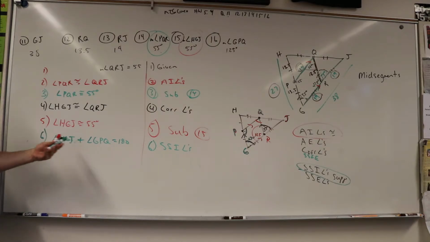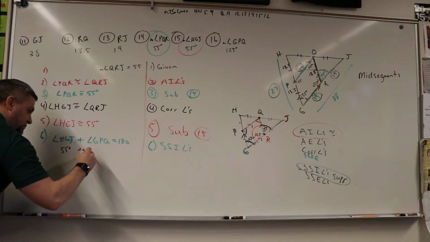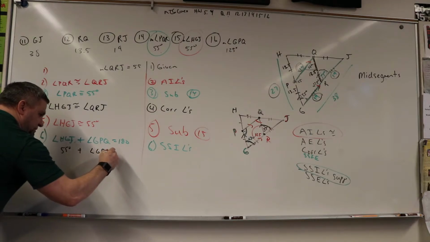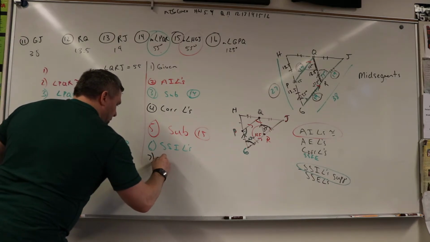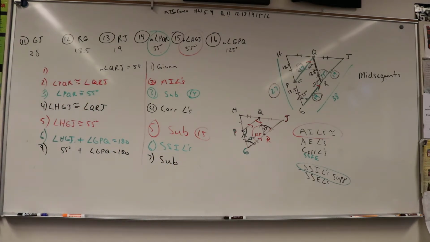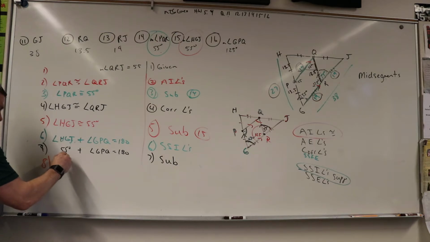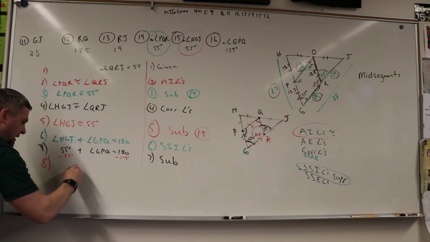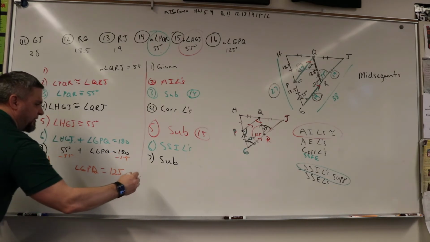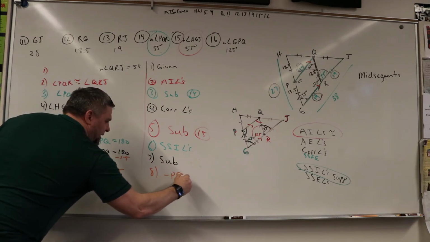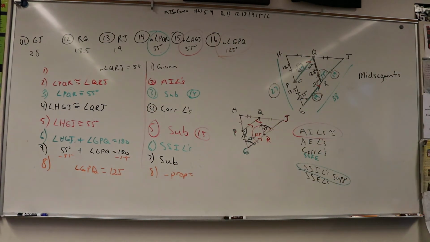Okay? Now all I have to do is plug in, of course. I need to plug in 55 degrees. I call that substitution. Right? And then I solve: minus 55, minus 55. So I get angle GPQ is equal to 125. Why? Subtraction property of equality. And that's 125. Okay?